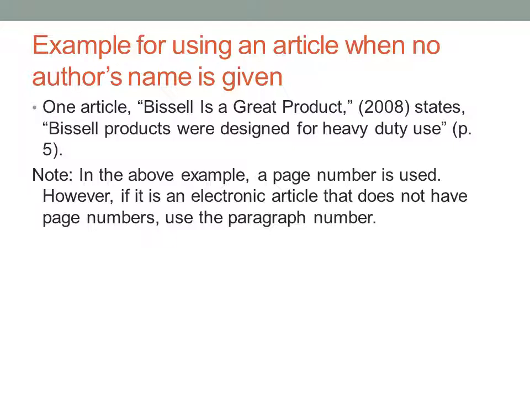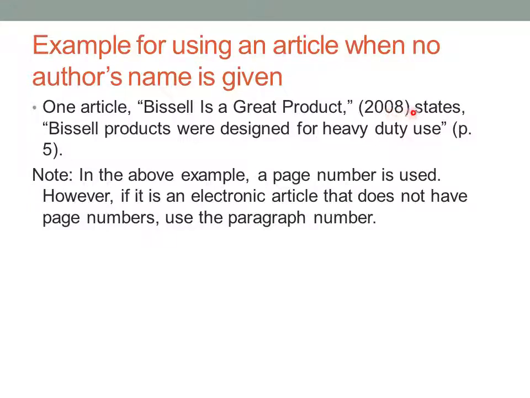Well, how am I going to include the information that I found in this article? If you notice, at first I tell you the title of the article, and I put that title in quotation marks, because titles of articles go in quotation marks. So this is the title of the article I found. What you see over here, 2008, that's the year that the article was published.